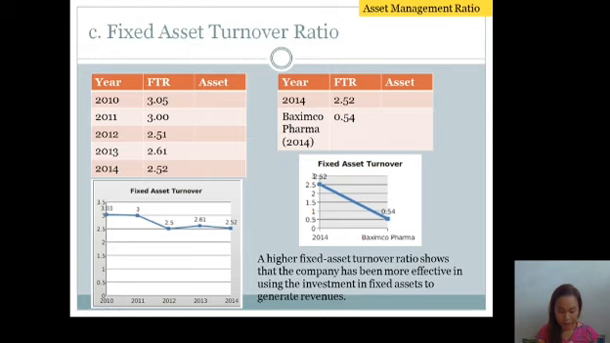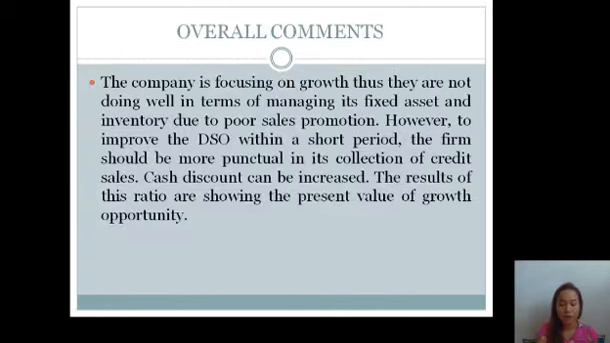It shows more or less ups and downs through the 5 years, which indicates that the business has invested in fixed assets, but sales did not generate as much as the fixed assets. However, when we compare it to Baximco Pharma, which has 0.54, in that case, 2.52 is better. Therefore, the reason might be the presence of value of growth opportunity. And overall comments, the company is focusing on growth, thus they are not doing well in managing their fixed assets and inventory due to poor sales promotions.